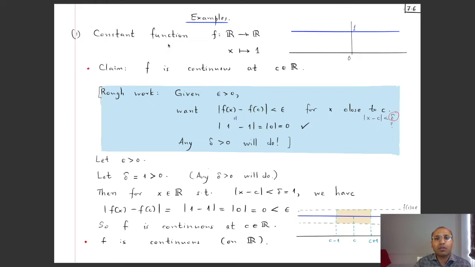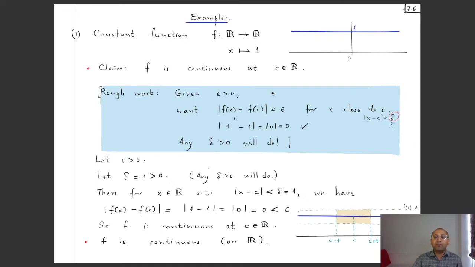I consider the constant function, the function which is defined on the whole real line and it is just the constant function, say with constant value 1. So the function has a graph which looks like this. It is just this horizontal line. My claim is that the function is continuous at each real number. So let c be a real number and I want to show that the function is continuous.